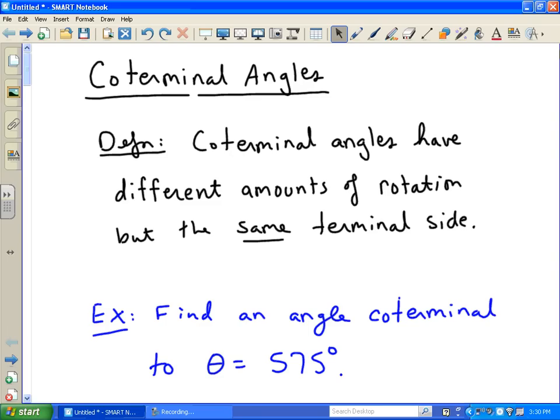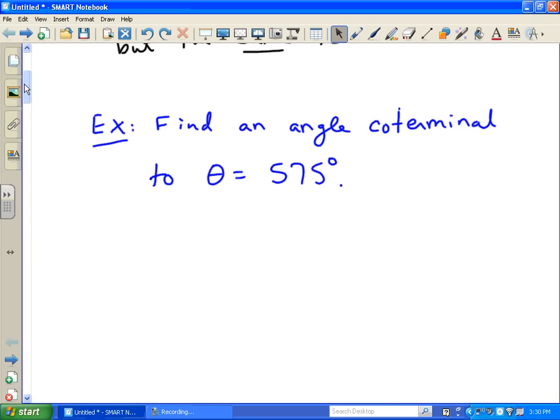Okay, the definition of coterminal angles is that they are angles that have different amounts of rotation but the same terminal side. Let's do an example to figure out what we mean by coterminal angle. So first of all, we want to find an angle that's coterminal to theta equals 575. What we will do is think about 575 being greater than 360 degrees but less than 720 degrees, which would be 2 full rotations.